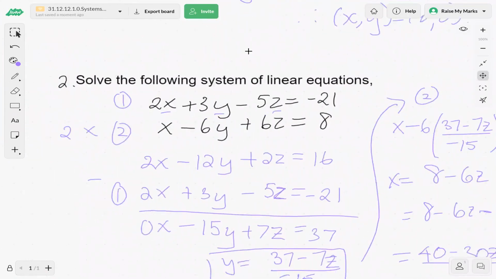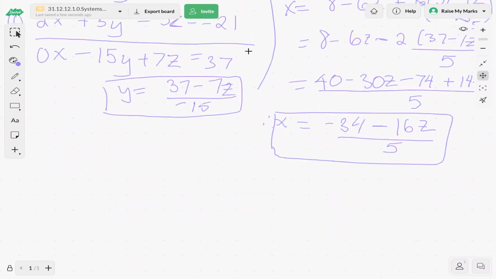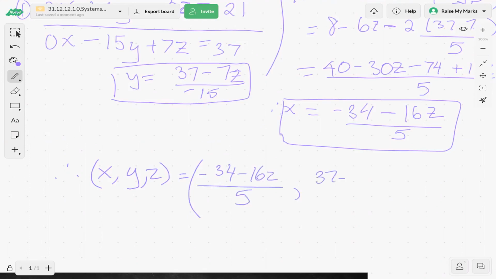All right. So solve the following linear system. In this case, therefore our solution is, let's write it this way, (x, y, z) equals, x is negative 34 minus 16z over 5, y is 37 minus 7z over negative 15, and z is just z. z can be any real number. Good, so we have a parameter in our solution.